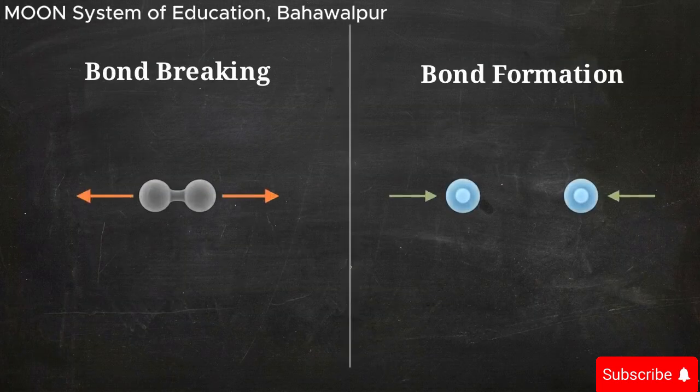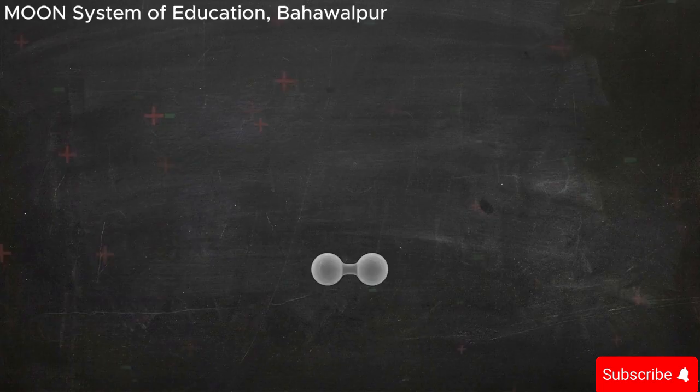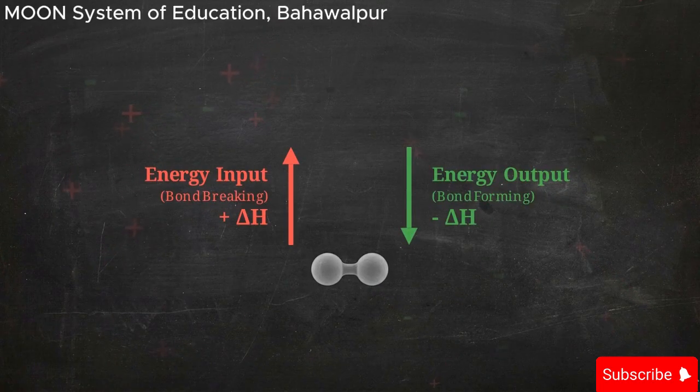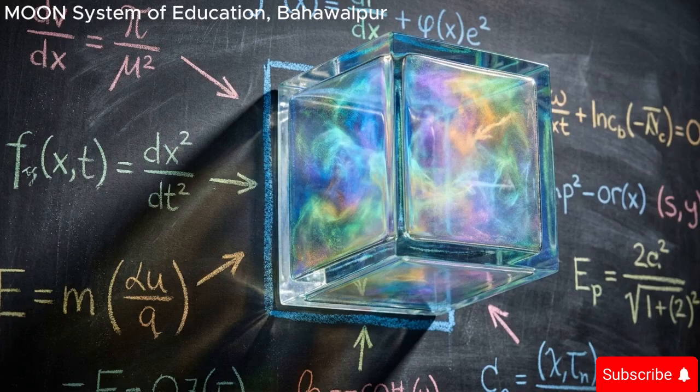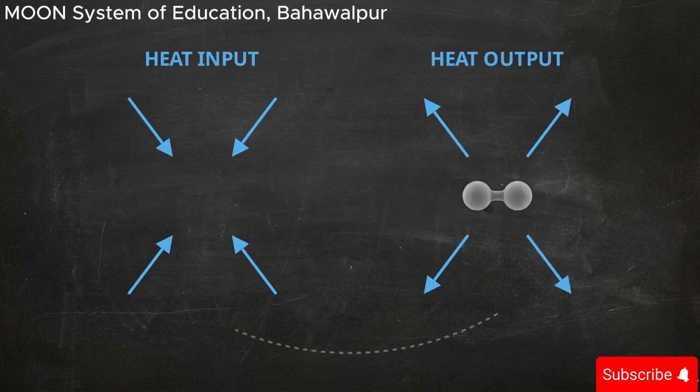By mastering the mechanics of breaking and forming these specific connections, we can mathematically predict whether any reaction will absorb heat from its environment or release it. Ultimately, chemical reactions operate on a closed thermodynamic ledger. Energy is never created or destroyed. It is only invested to dismantle old bonds and returned when new ones form.